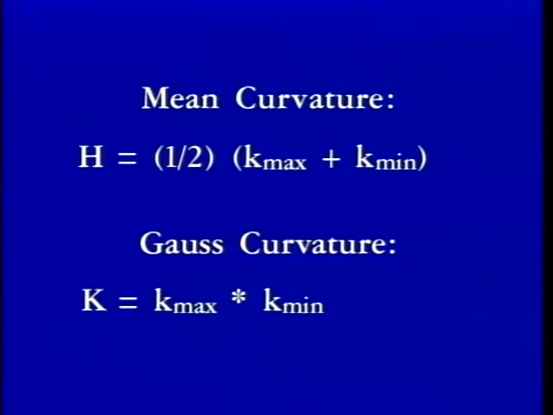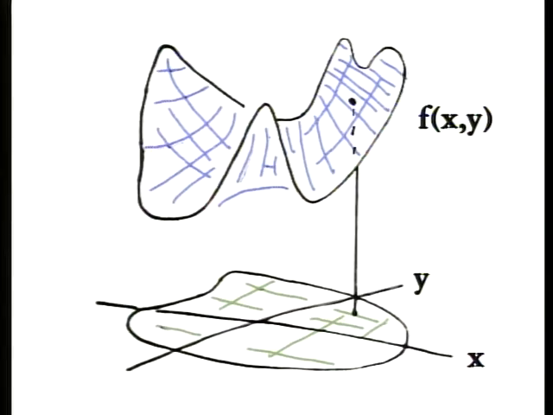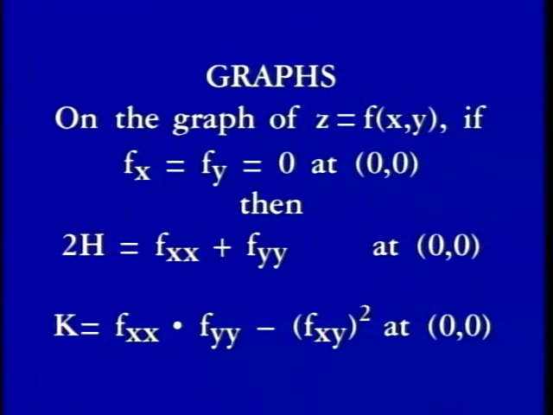And here we define the mean curvature and the Gauss curvature to be the average and the product respectively of the principal curvatures. Remember, the principal curvatures are the maximum and minimum of normal curvatures. For example, we can start out with a graph of a function. This will give us a surface. And we're going to make simple definitions of the Gauss curvature and the mean curvature by making a simplifying assumption at one point. We'll take the point 0, 0 in the plane and assume that the tangent plane there is horizontal. In other words, the first derivatives there vanish. Then the mean curvature is just half of the Laplacian, and the Gauss curvature is exactly the determinant of the Hessian.